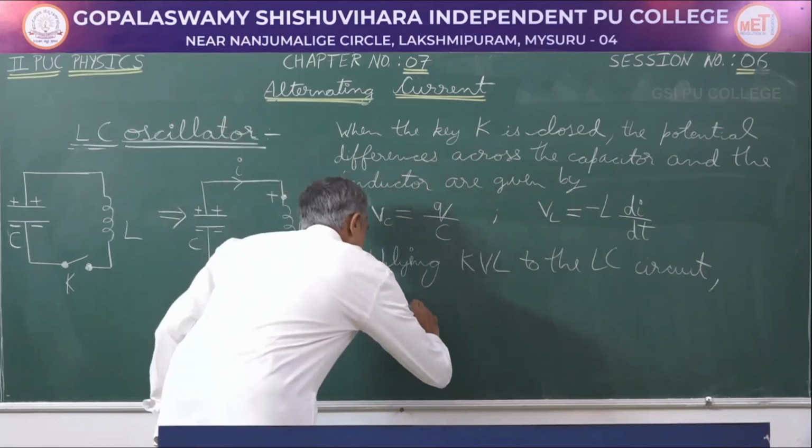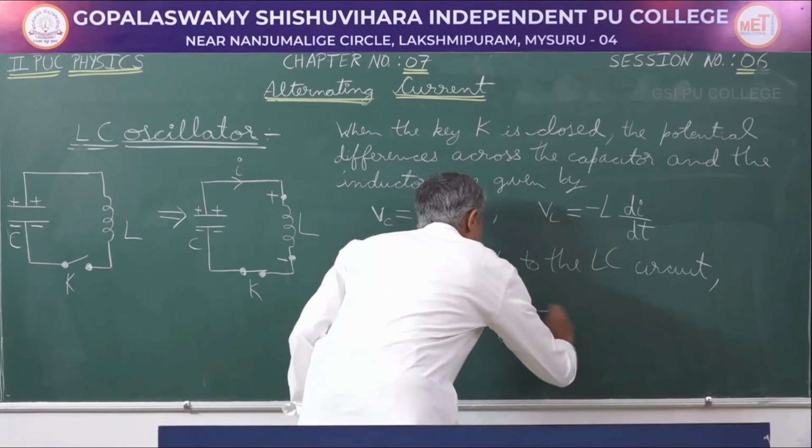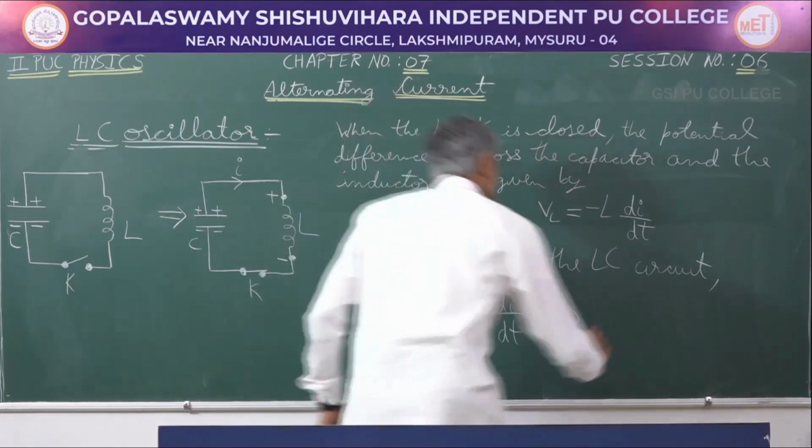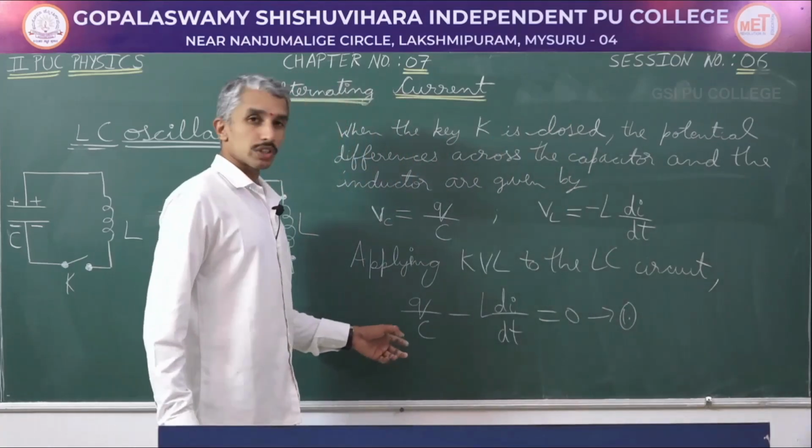Now, we shall apply Kirchhoff's voltage law to the loop. Then we can write Q by C minus L into di by dt is equal to 0. Let me take this as equation 1. We shall rearrange this further.